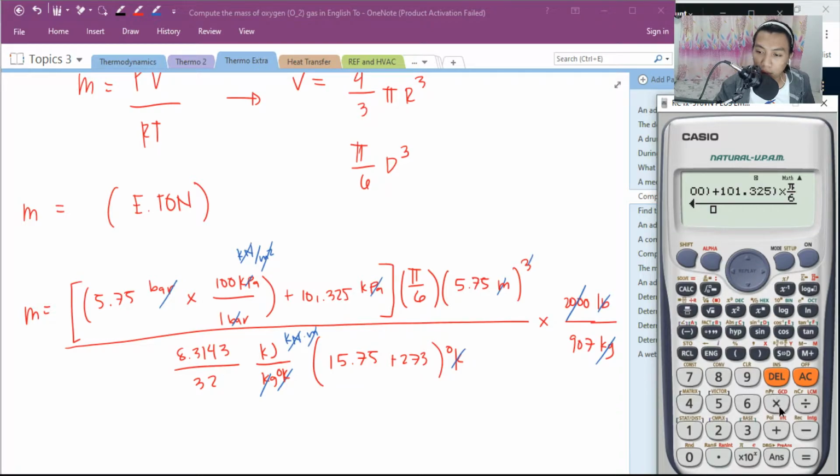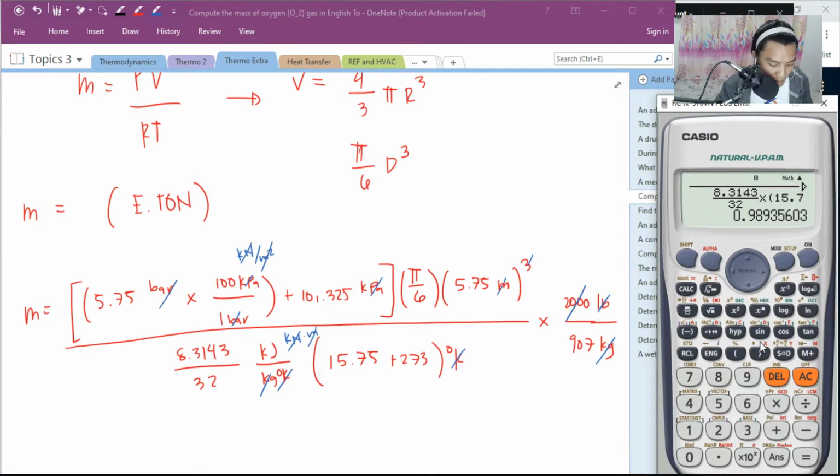You multiply it with 5.75 cubed. Okay, then multiply that by 8.3143 divided by the molecular weight, 32. 16 yan eh, 16 yung oxygen. Times 15.75 plus 273. And then multiplied pa na 907.